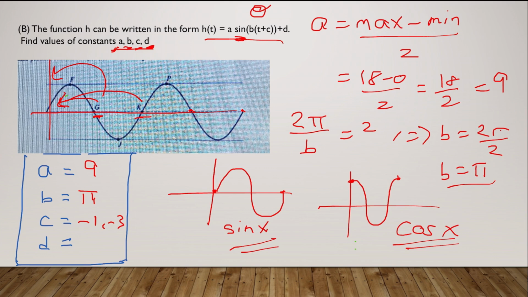And finally, d is the equation of the midline. I don't have a lot of space left. D is the equation of the midline, and we know the midline in this case is y equal to 9. So my D is simply 9. So again, my A is 9, D is 9, B is pi, and C could preferably be -1 or -3. But if you write any integer of the form 2k minus 1, the people who check the papers are good with it. So yeah, we're good. Let's move ahead.